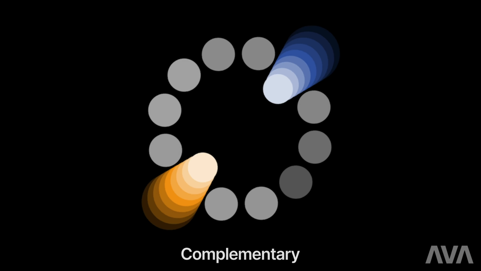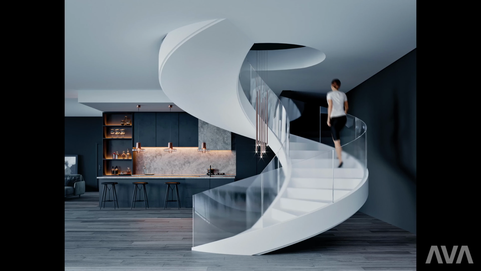In complementary, you can choose any 2 colors that are opposite each other on the color wheel. These colors offer the strongest contrast, creating a vivid and energetic effect. When used properly, it guarantees a great result. The coldness of the blue tones emphasizes the warmth of the orange ones, and vice versa.